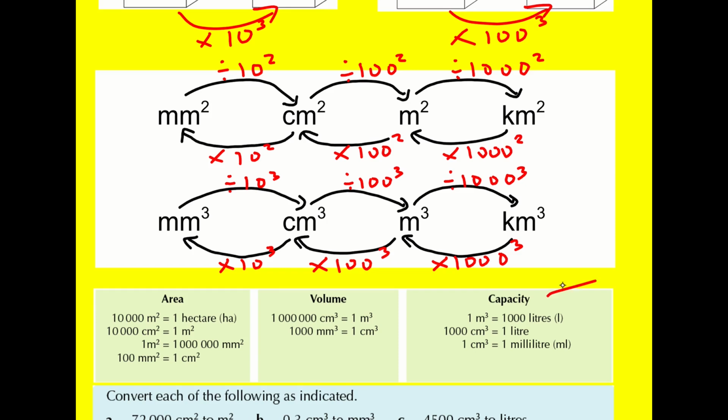And just bringing in capacity, this is also important to learn, that actually 1 litre is 1,000 centimetres cubed. You're expected to know that. And therefore, because there are 1,000 millilitres in a litre, there are 1,000 centimetres cubed in a litre. It's just the same thing. And then 1 metre cubed is 1,000 litres, because 1 metre cubed is 1,000,000 centimetres cubed. So it all kind of links together.